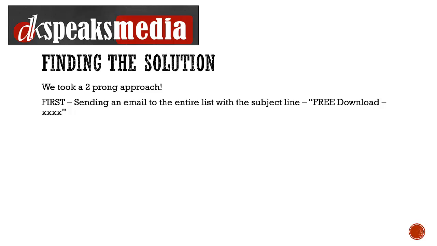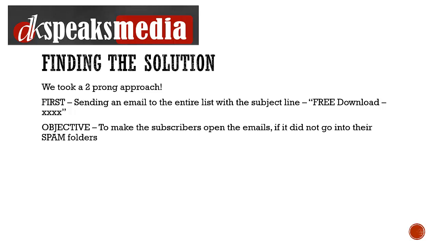The first one was we sent an email to the entire list with the subject line saying free download and then whatever the download product was. The objective was to make subscribers open the emails if it did not go into their spam folders. So assuming that the subscribers did not mark our emails as spam, we wanted them to open the emails. And even if they were not freebie seekers, a subject line with free download was something that anybody would open and read. So that was our primary objective.